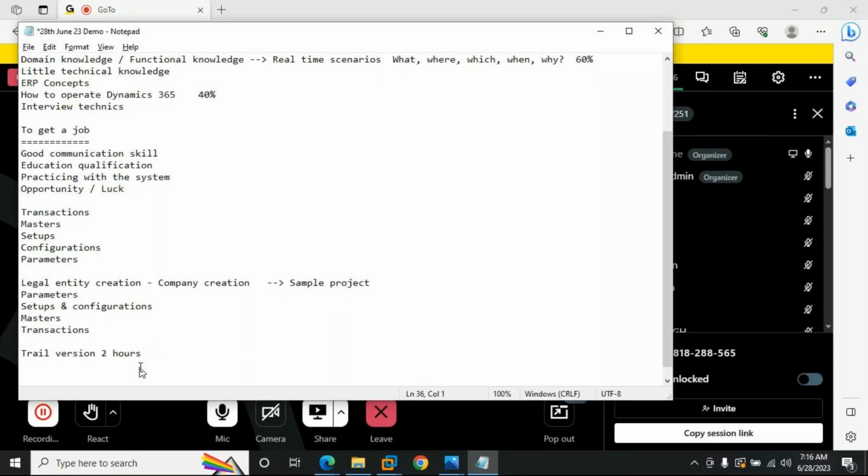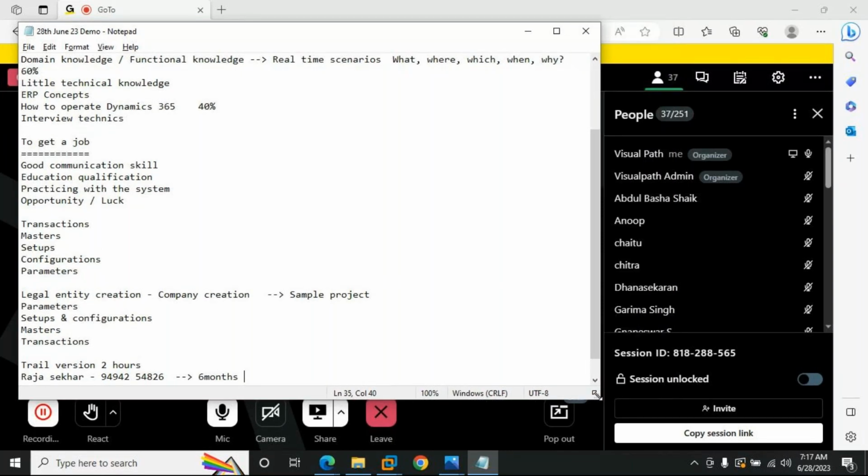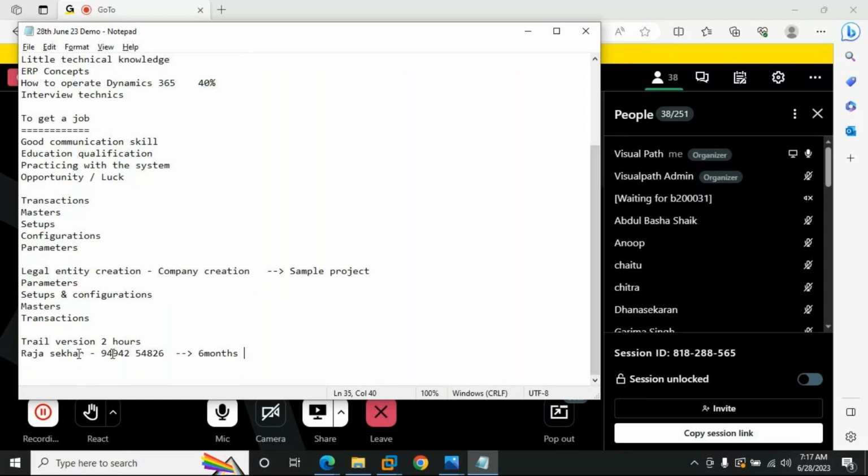Otherwise, if you want the permanent link, you can approach Rajashekar. Here is his number, give me a second. I will not remember these numbers. You can approach this guy and get a 6 months validity link, but it will be a charge of around 4 to 5,000 Indian rupees. Otherwise, if you have a high-end laptop, minimum 16 GB or 32 GB RAM, you can ask Rajashekar to install it. He will charge some money and install it on your laptop.